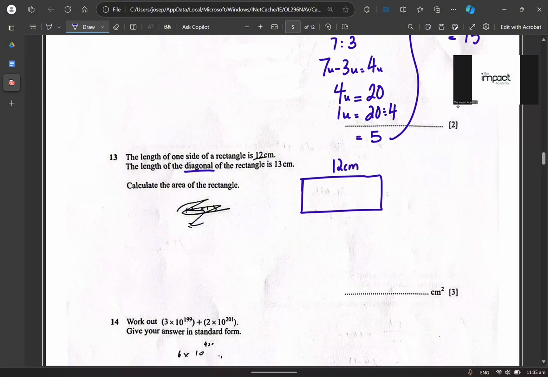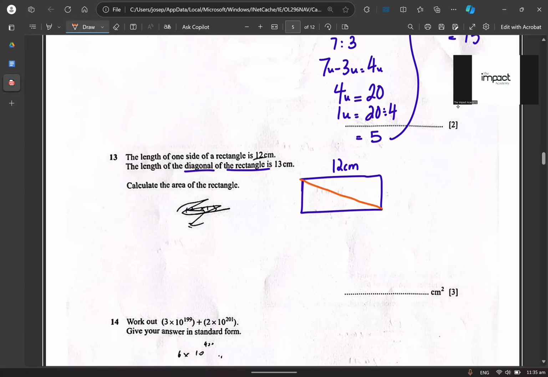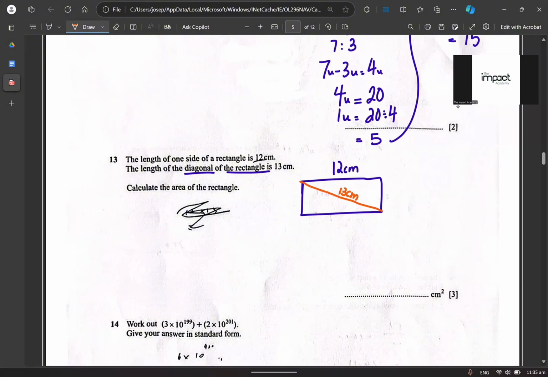Okay, what is the meaning of diagonal of one rectangle is 13? What does that mean to you? Diagonal means I cut this into half, right? True? All right, where is 13? 13 is over here. Correct or not? Then what do they want you to find?